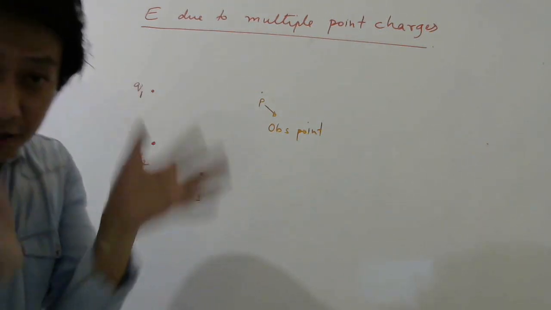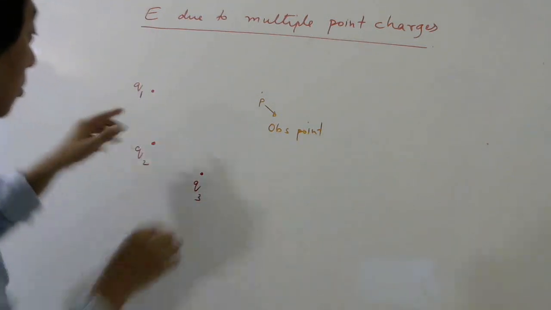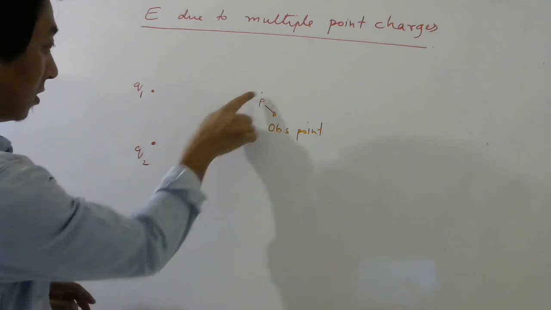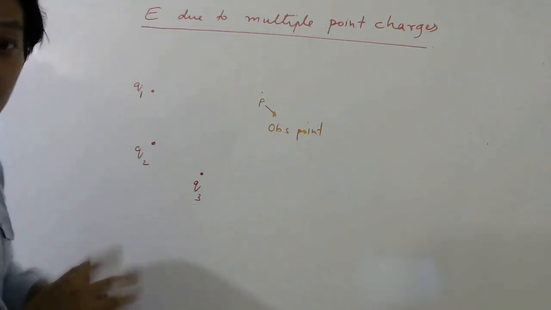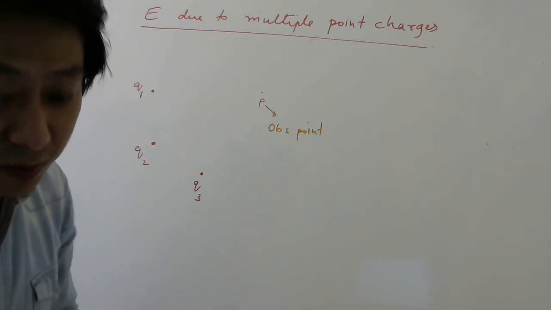Electric field is a region? No, it's a region, but the electric field is always calculated at a point. So this point is in the region of this charge also, in the region of this one also, and in the region of this one also. So all of them will contribute. So you have to use the superposition principle.